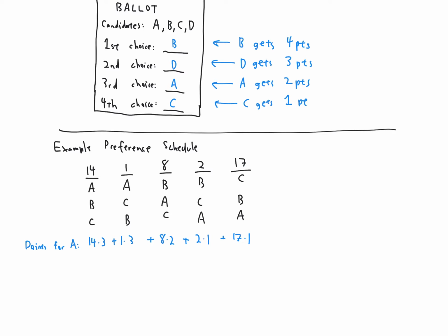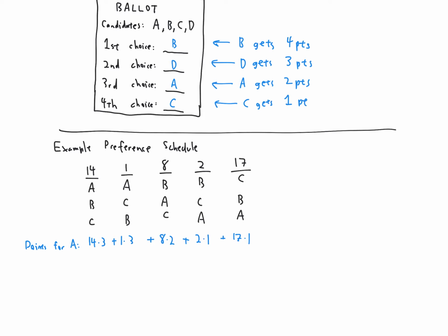So to review, that first column, we wrote 14 times 3 because there were 14 ballots. Each one of them had A first, so A should get 3 points for each of those. Same thing for the second column. There was one ballot. A gets 3 points for it. The third column, A was ranked second, so for each of those 8 ballots, A gets 2 points.